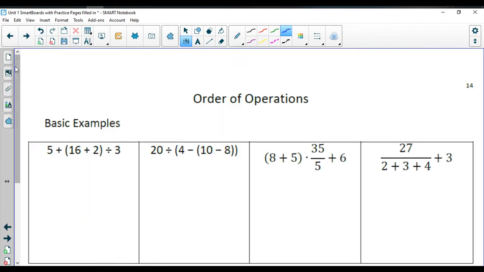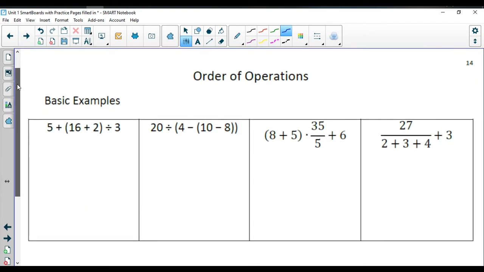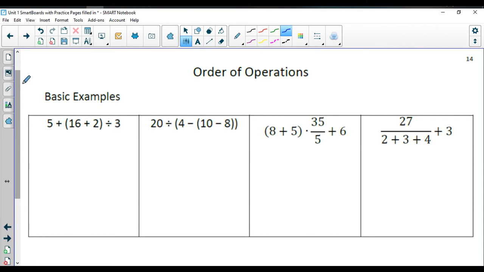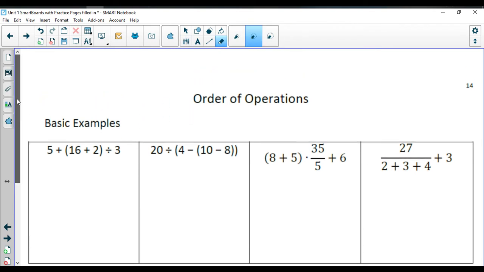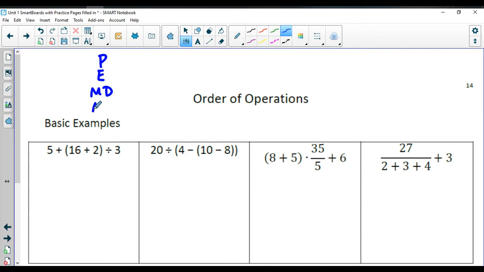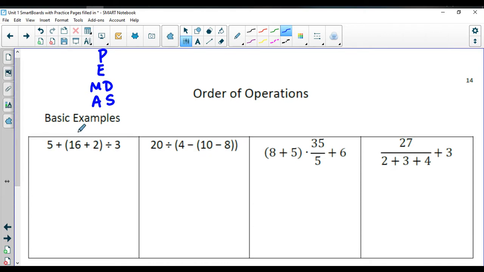So we're going to get started with a couple of simple examples that we have here. This is on page 14 in your notes. And right here, because I don't have it on my notes page in front of me, I'm going to just rewrite real quick up here. Parentheses, exponents, multiply, divide, add, subtract, just to remind us. In my first example here, you notice I do have a set of parentheses. So I'm going to go ahead and take care of that.